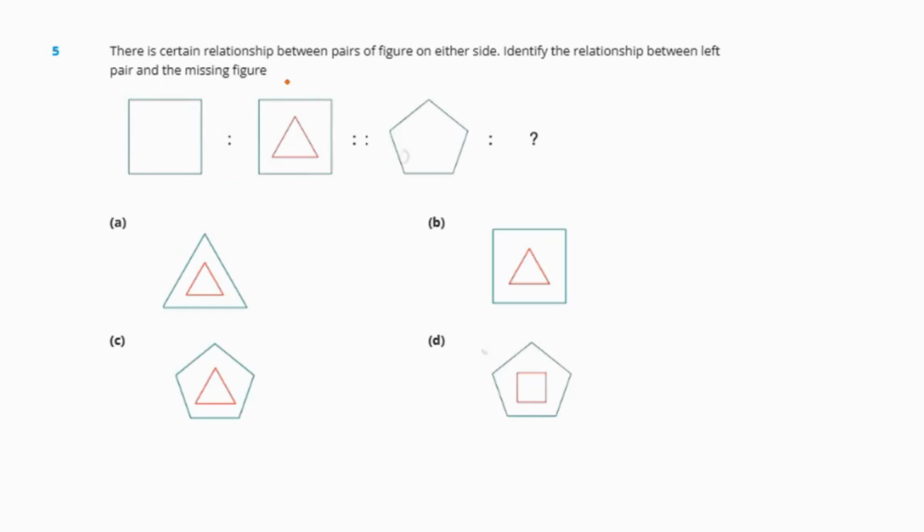Next, there is a certain relationship between pairs of figures on either side. Identify the relationship between the left pair and the missing figure.